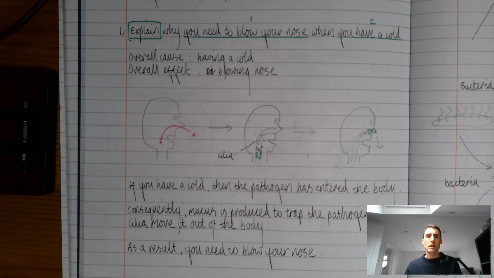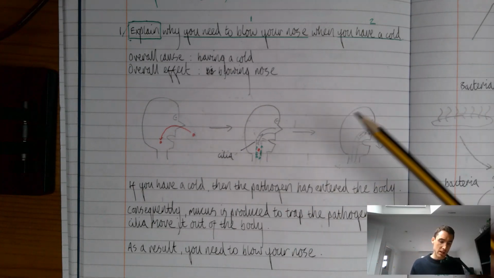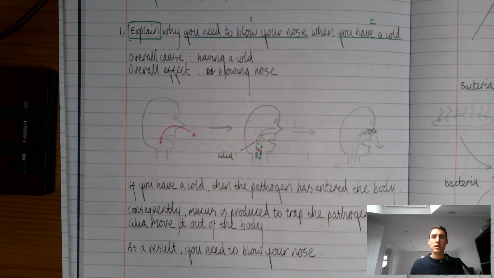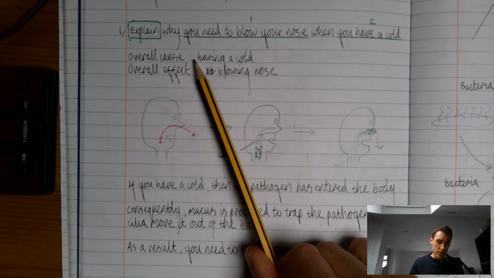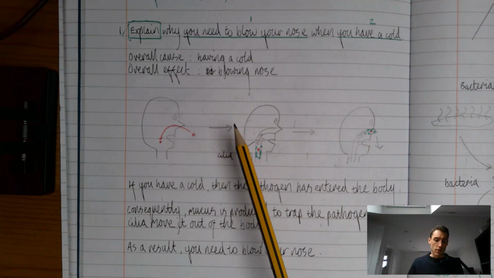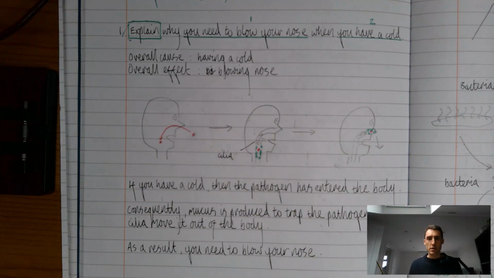Really simple. And here I've done CPD in other places, which you may or may not have heard me talking about. But this idea, when we're explaining things, we're trying to link an overall cause with an overall effect. So in this case, the overall cause is the fact that you have a cold. The overall effect is when you get a cold, you need to blow your nose a lot.